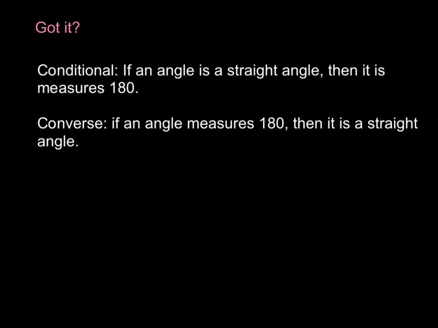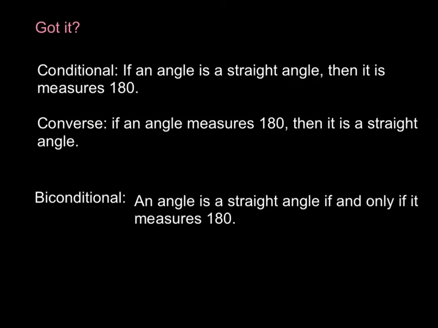So now we write the converse of that conditional, and that would say that if an angle measures 180 degrees, then it is a straight angle. So we have to look at that and ask ourselves, is that converse true? If an angle measures 180 degrees, is it a straight angle? The answer to that would be yes, it is true. So we can write a biconditional using if and only if. So let's write our biconditional.